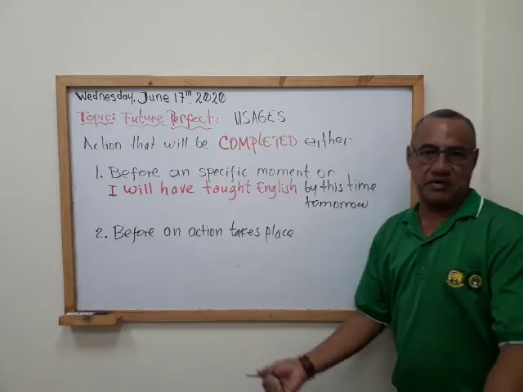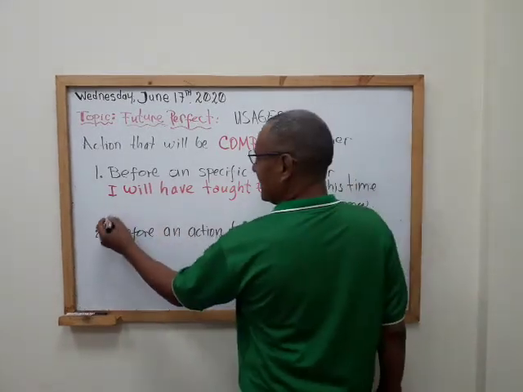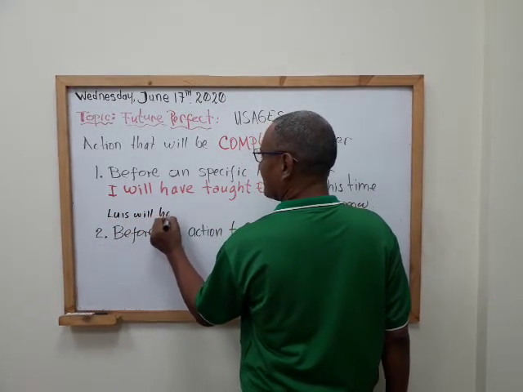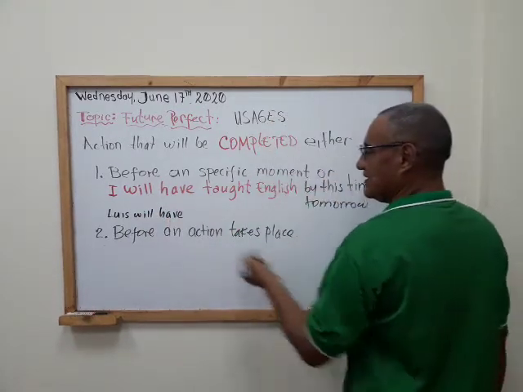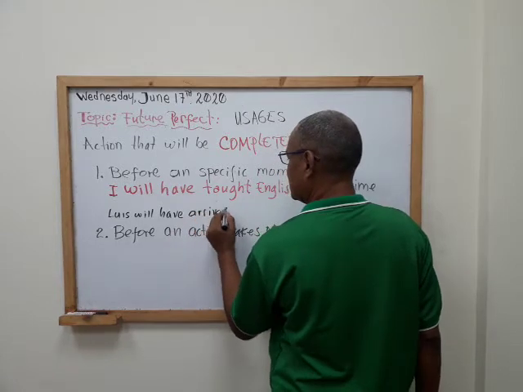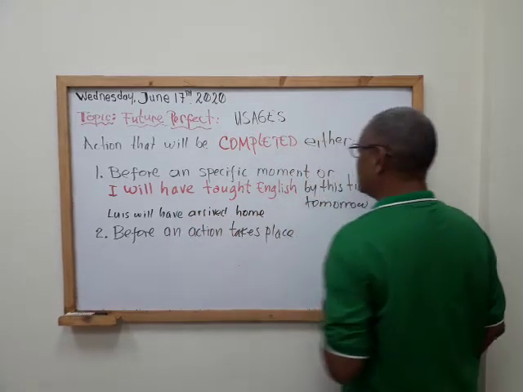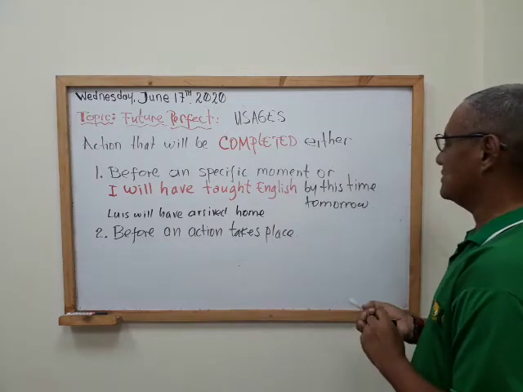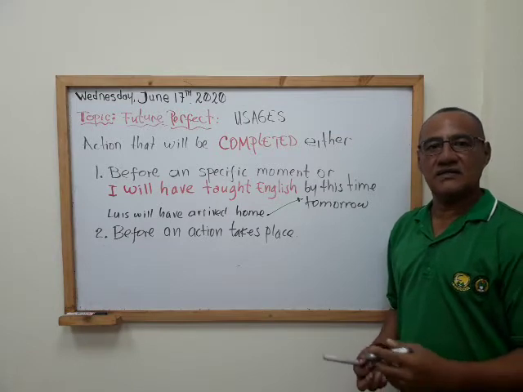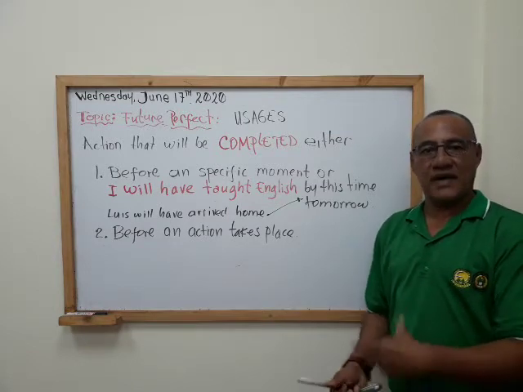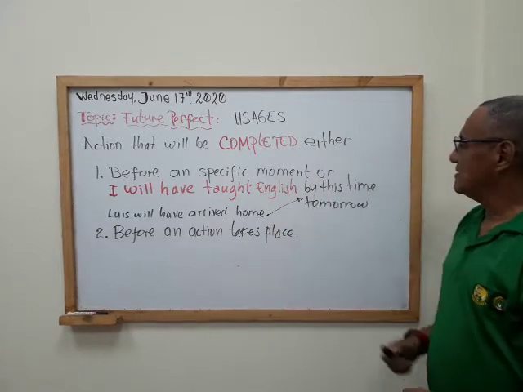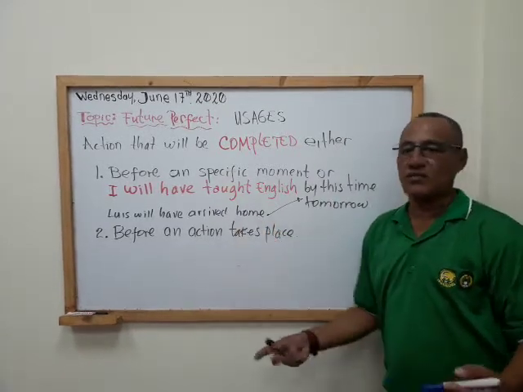Alright, I will place another example. Then I say that Luis will have arrived home by this time tomorrow. Alright? By this time tomorrow. Okay? Luis habrá llegado a la casa para esta hora mañana. So this means that this action is also completed.